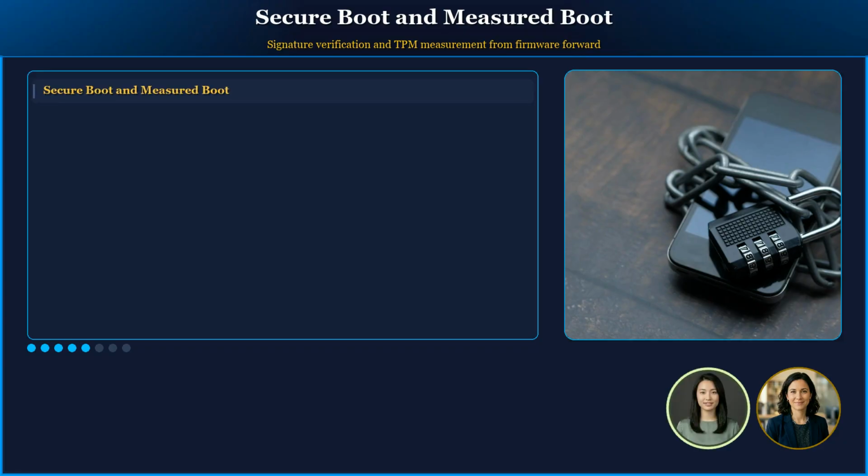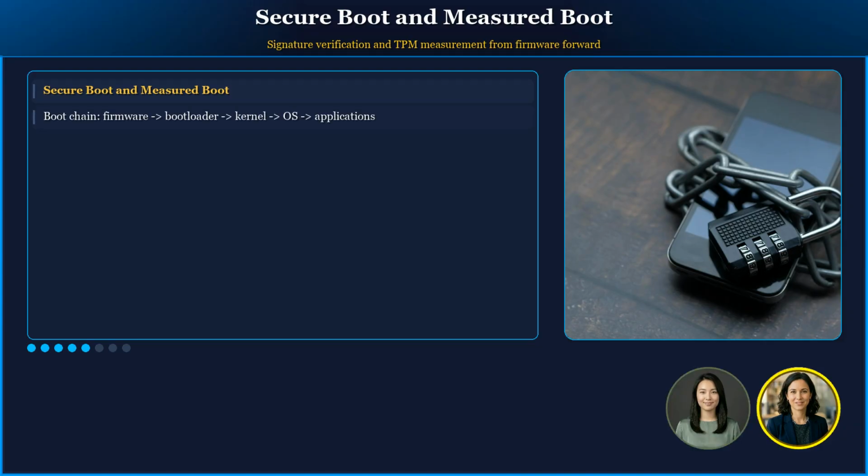The boot process is a chain of trust. Firmware hands off to bootloader. Bootloader hands off to kernel. Kernel loads the operating system. If an attacker compromises any link in that chain, everything above it is potentially untrusted. Secure Boot addresses this by verifying each link.